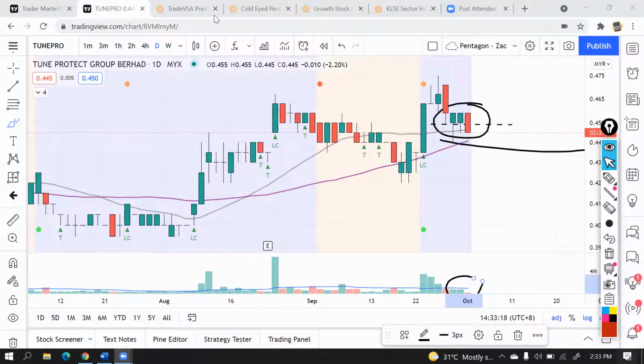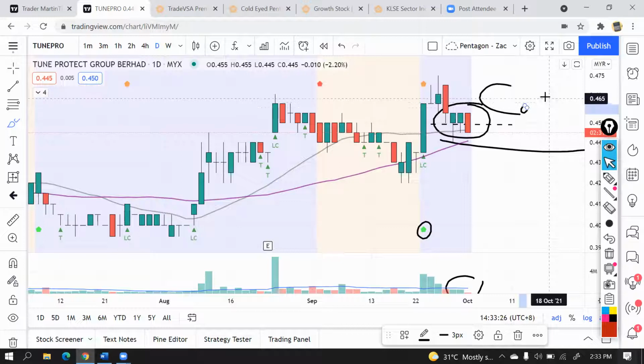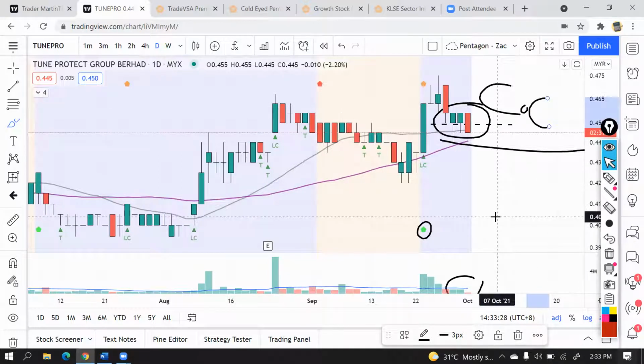Yes, correct. Pullback comes with COC, right? This is green pentagons, right? If let's say today is able to close at the supports with low volume, potentially it's another COC.